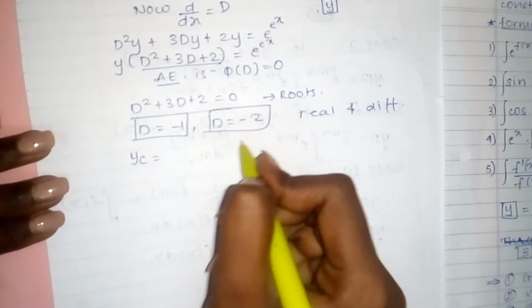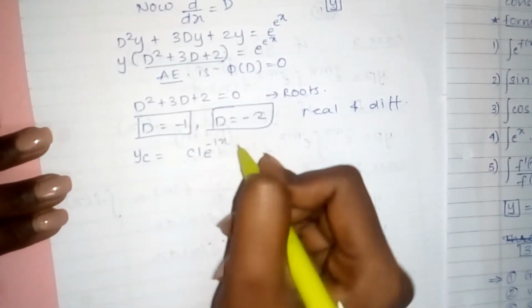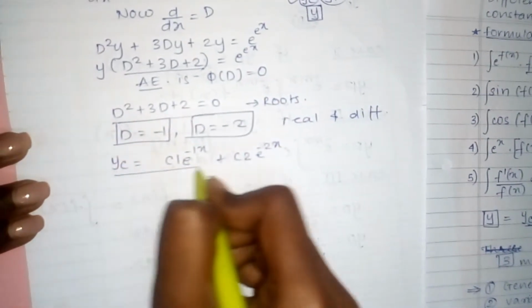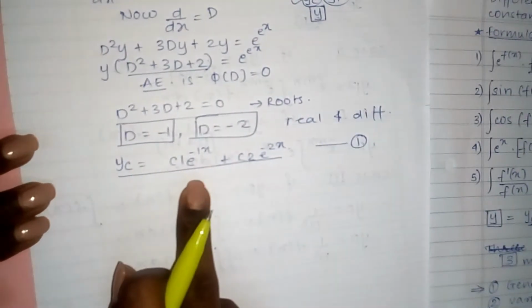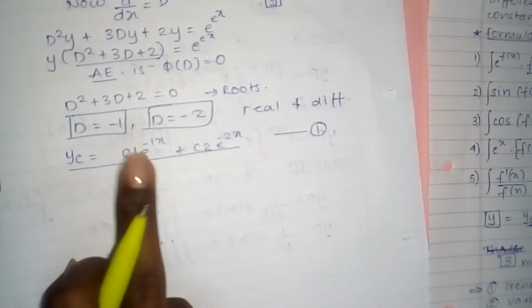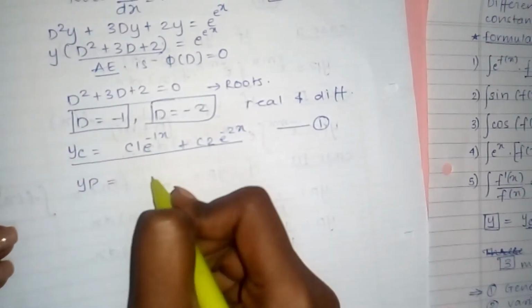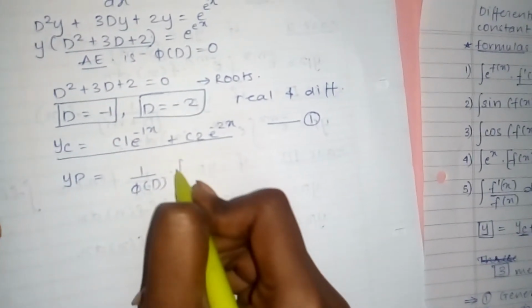So when we have real and different roots, we have the formula c1 e raised to minus 1x plus c2 e raised to minus 2x. If you want to see how we got this line, you have to refer to a previous video in which we have explained all about how to remove yc. Now after yc we remove yp. For yp we have the formula yp is equal to 1 upon phi of D into f of x.